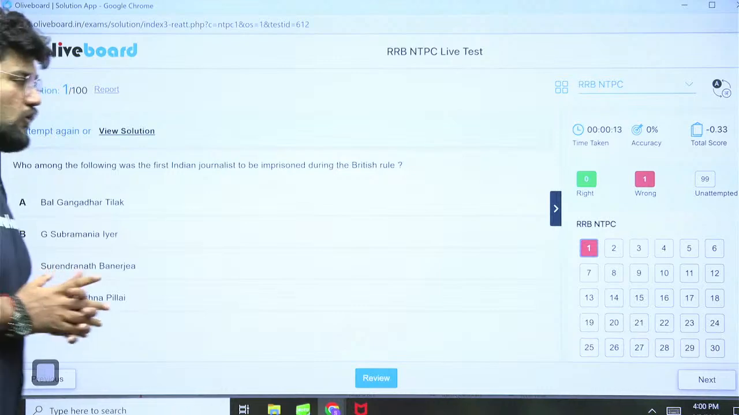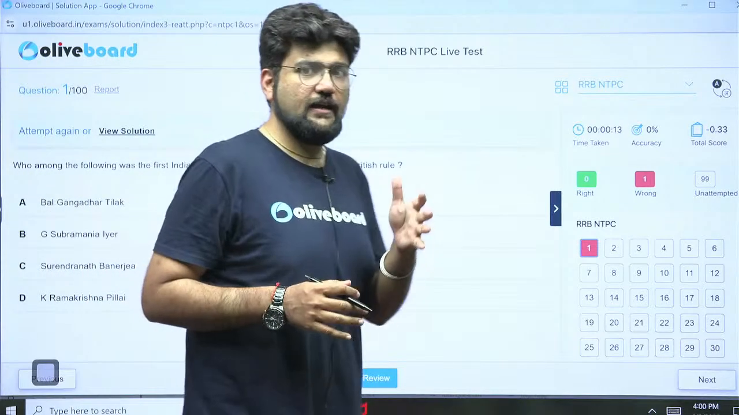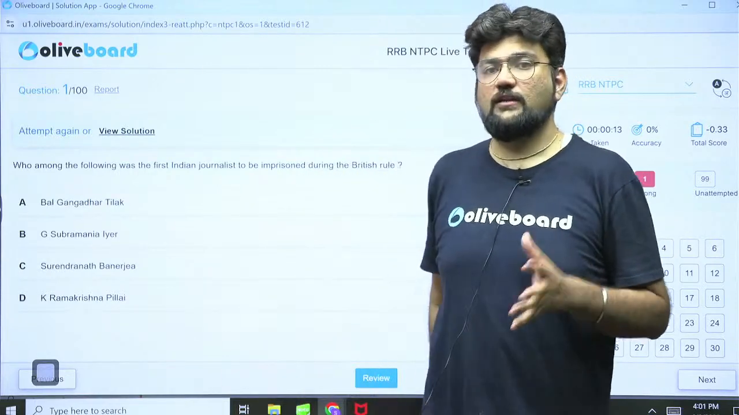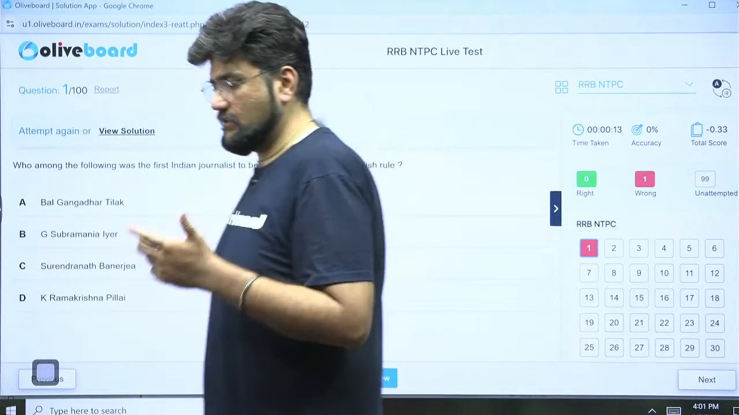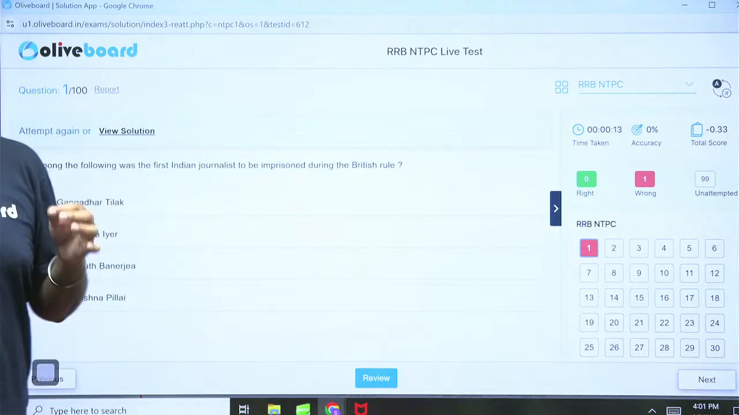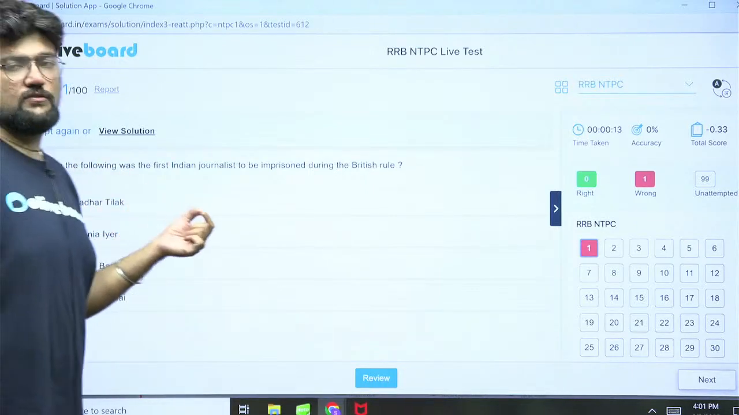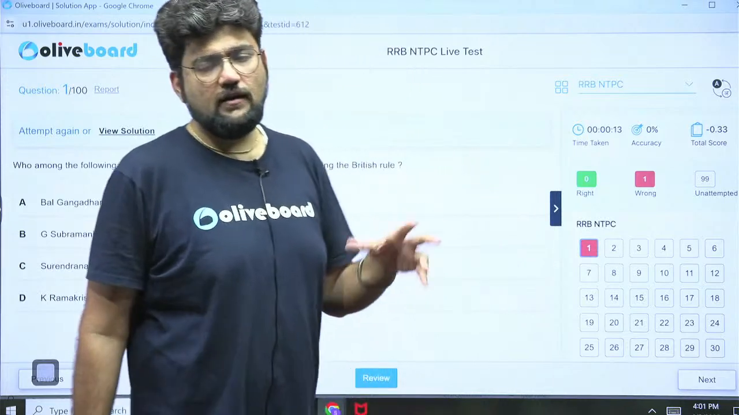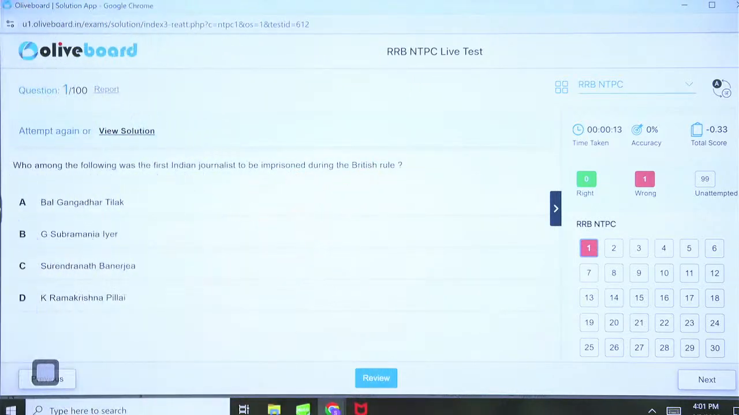The overall paper level, if you put it in the category of easy to moderate, was more towards moderate. So the level was pretty good. It was decent, and you had to put in a lot of effort to solve some questions. A lot of questions you had to think. A lot of questions were obviously easy, but the mix was pretty good. So let's look at the logical reasoning section.